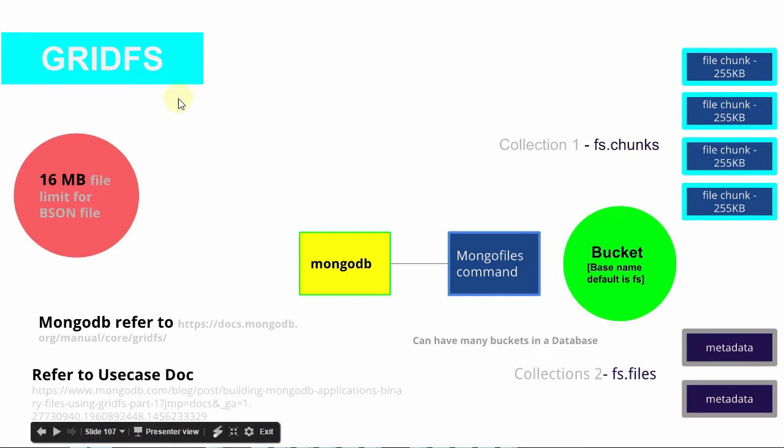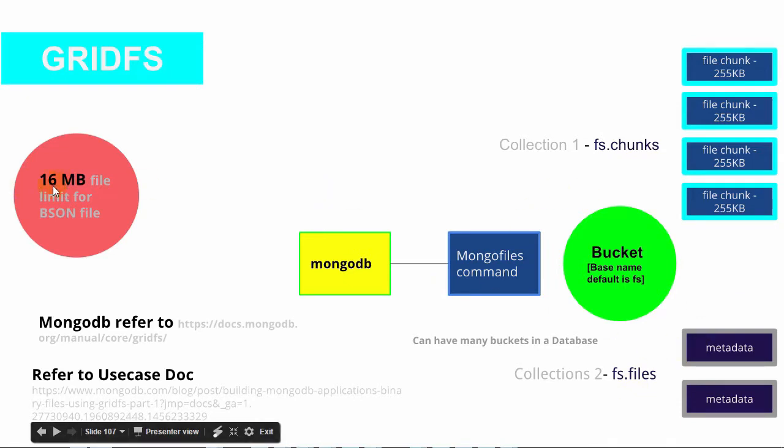The first step in GridFS is to add a bucket. We'll be using the mongofiles command for that. A bucket is nothing but a virtual namespace, which in turn has two collections. One is for saving the file chunks. The other one is for saving the file's metadata.